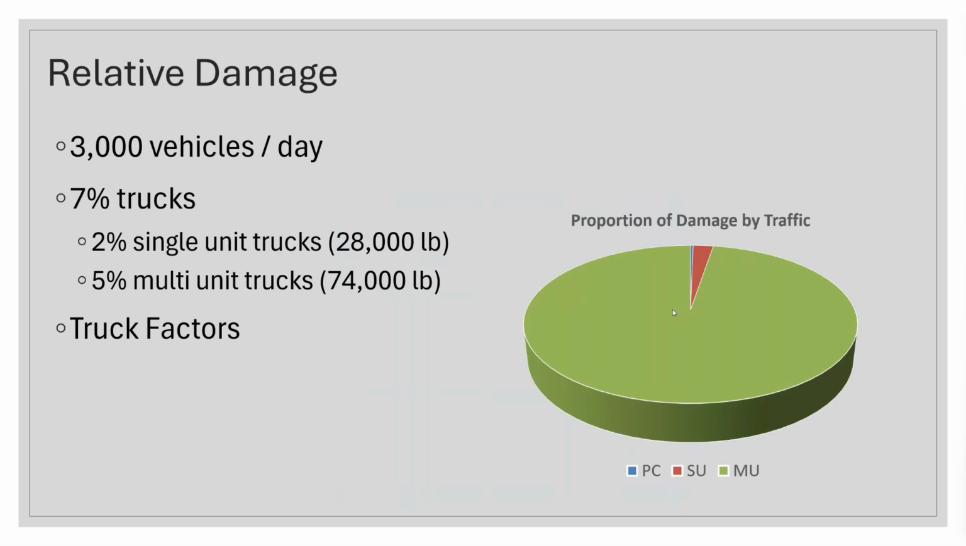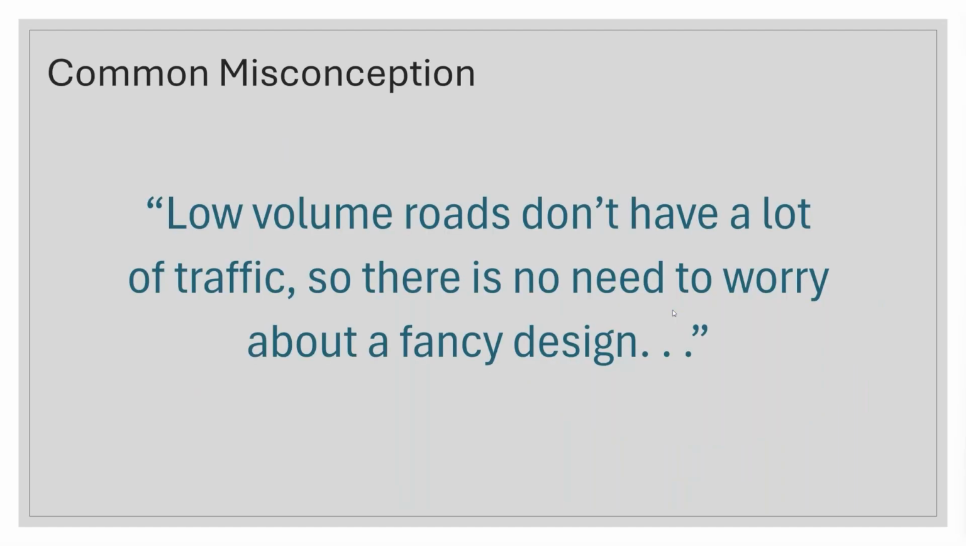And we're going to end up seeing that passenger cars do very, very little of the damage on our roadways. Single unit trucks do some, but those bigger semis are the ones that do most of the damage because they're the heaviest. So the green is that multiple unit, those big trucks, and then the red has a little portion, the blue a tiny sliver. Blue is the passenger car. So that common misconception: those low volume roads, local agencies, city streets, county roads, they don't have a whole lot of traffic in the grand scheme of things, so I don't need to worry about a fancy design.